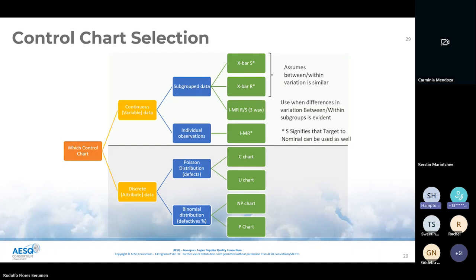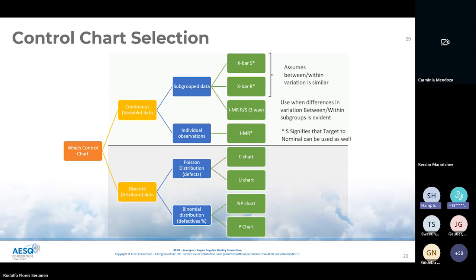And then the IMR RS, the three-way control chart, is basically the same difficulty as your X bar R or X bar S. There's just an additional chart panel that you'll need to train your team on. And then down below, if you're going to be looking at defects or defectives, then you have your C chart and your U chart and your NP and P charts.